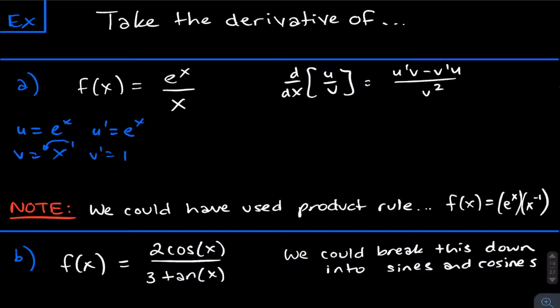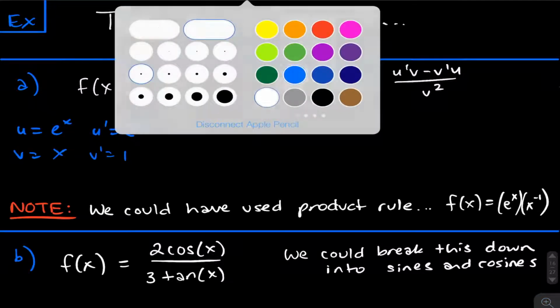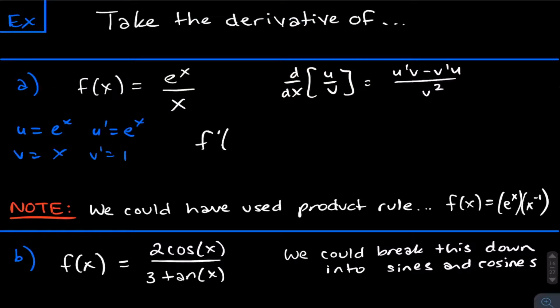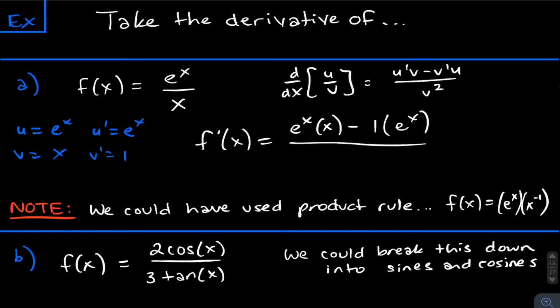Okay, x to the 0 is 1. So now you're all ready to plug in. You get that f prime of x equals u prime v, e to the x times v, which is x, minus v prime, that's 1, times u, e to the x, over v squared. V squared, you're talking about x here, that's v, so we square that, we get x squared. And rewriting that to look a little nicer, we get x e to the x minus e to the x over x squared.